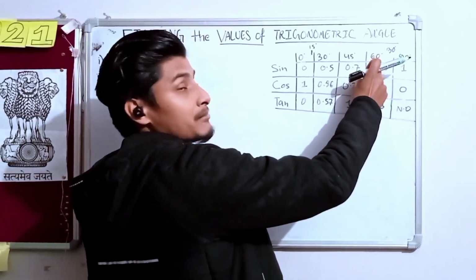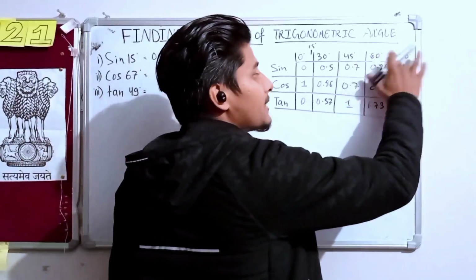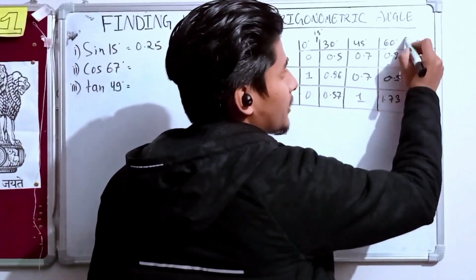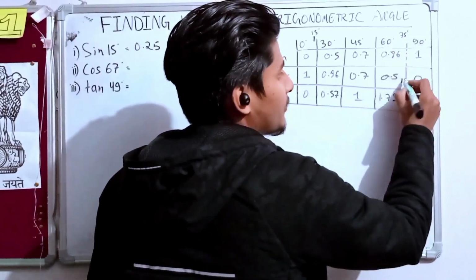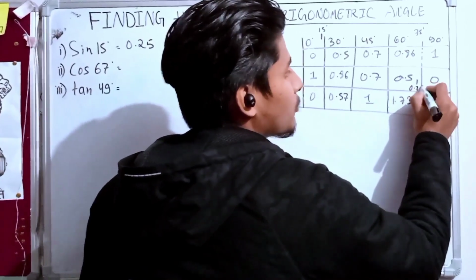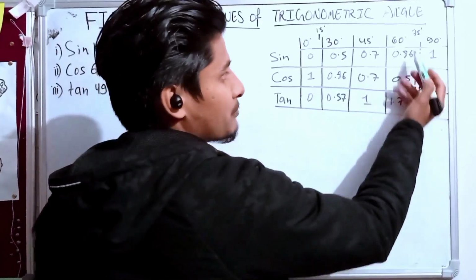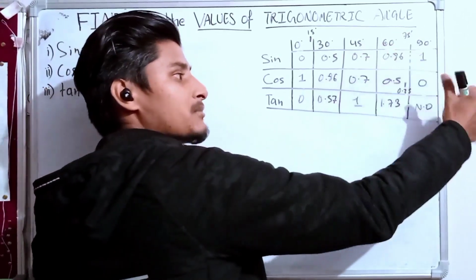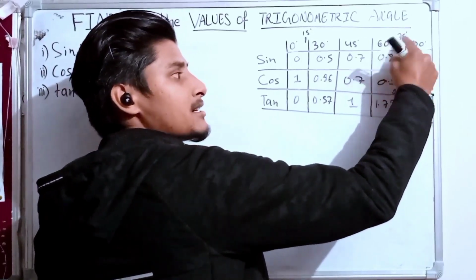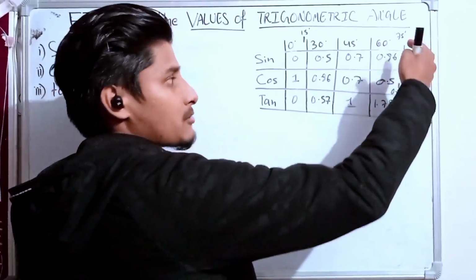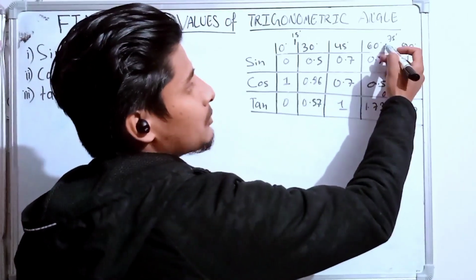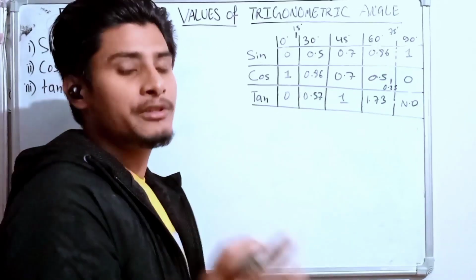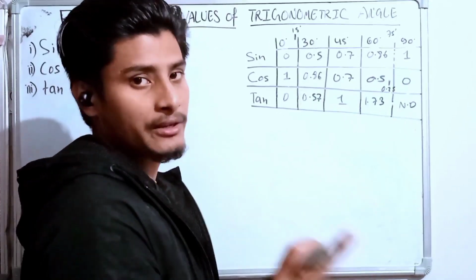So 15 plus 60 will be 75. So what is my mid value? In case of 75, my mid value was 0.25. But since my angle is less than 75, I need to come this side. My angle 60 to 67 I need to find. So there is almost an 8 degree difference, right?